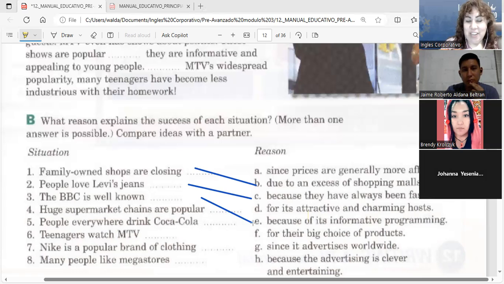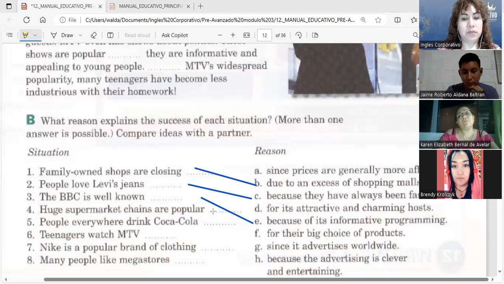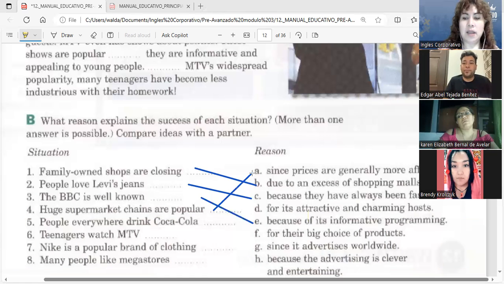Huge supermarket chains are popular. Letter A, since prices are generally more affordable. Okay.